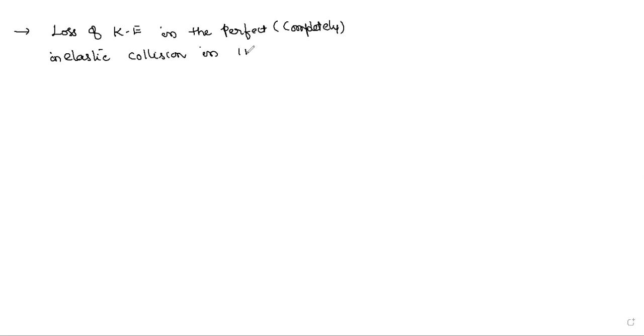In 1D, one direction, not 2D, delta KE is equal to half m1 m2 by m1 plus m2 into (u1 minus u2) whole square. This is actually the formula we use in one-dimensional collision. In two dimensions, we have to use the basic formula.